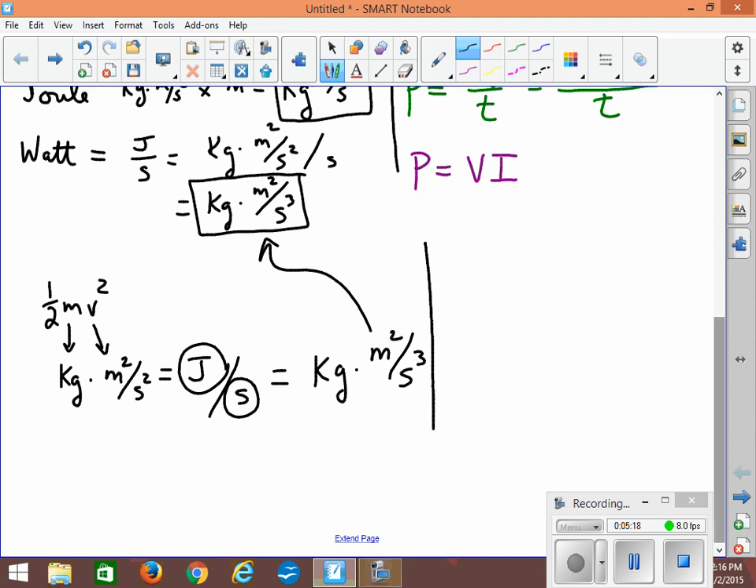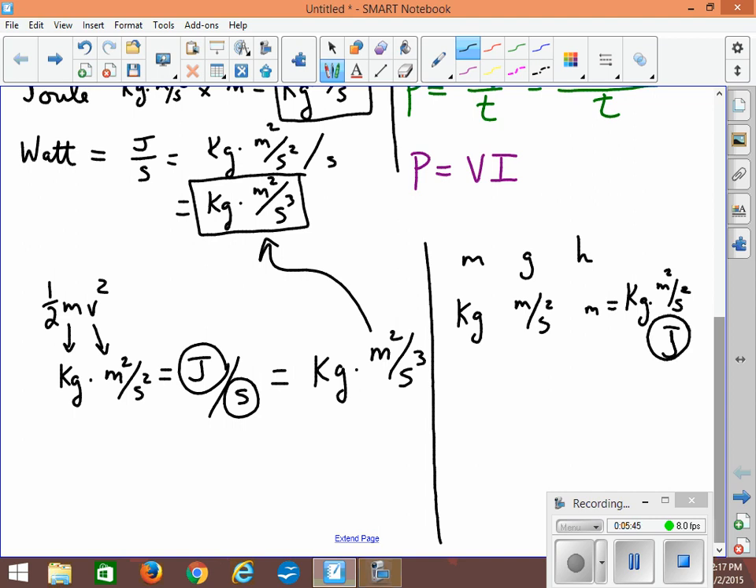And if I do the same thing looking at MGH, well, MGH is a mass, so it's a kilogram, multiplied by g, which is an acceleration, meters per second squared, multiplied by an h, which is meters. And this gives us kilogram meters squared per second squared, which is our friend, the joule. So that's a kind of energy. And if I just simply divide the joule by seconds, again, I get the unit for watts, kilogram meters squared per second cubed. So there's watts again.